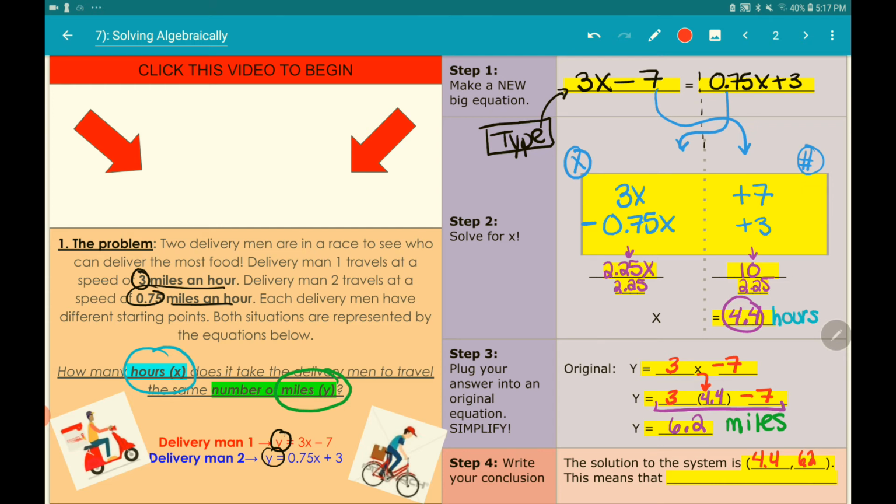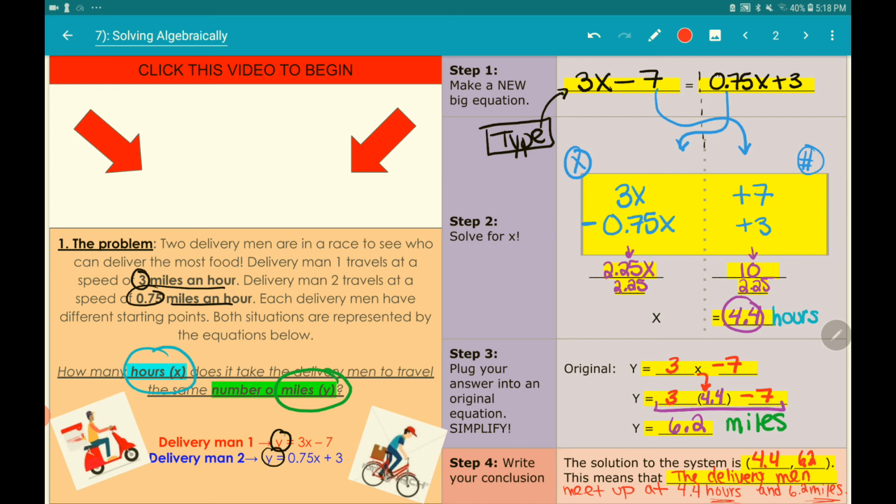This means that the delivery men meet up at 4.4 hours and 6.2 miles. It is very important to include the hours and the miles because we are talking about a word problem.